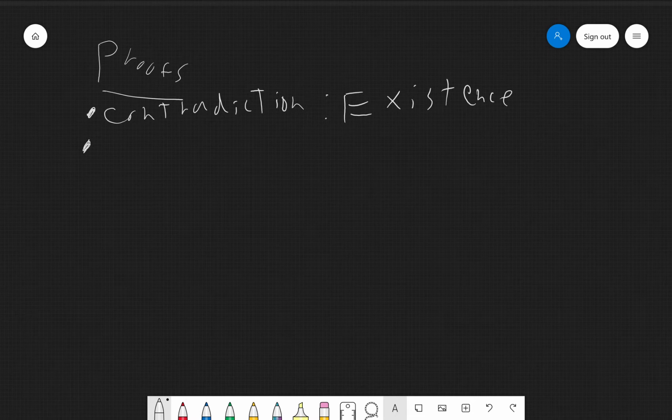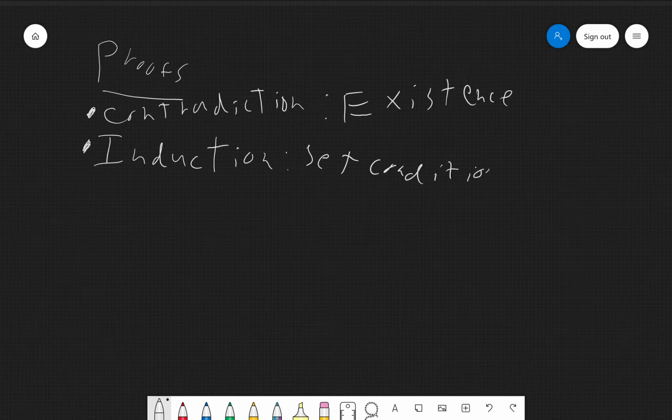The other method is going to be induction. Mathematical induction, I love it, but this is usually for set conditions. And there are two steps in this. The first step is very easy, the second step is really hard sometimes.